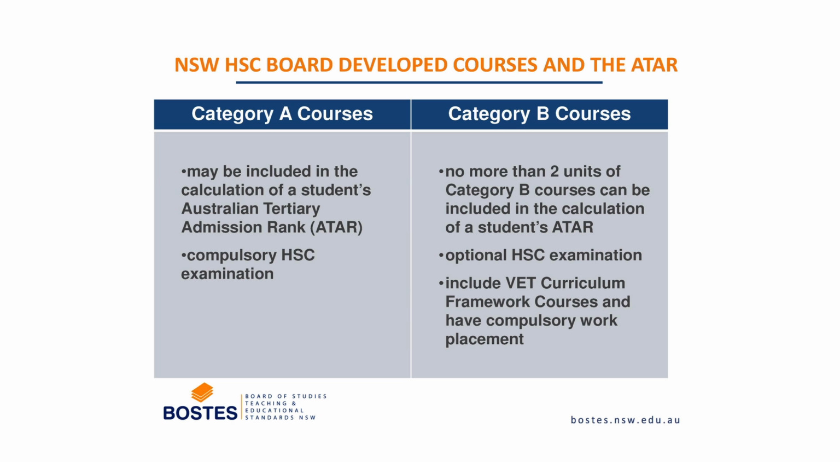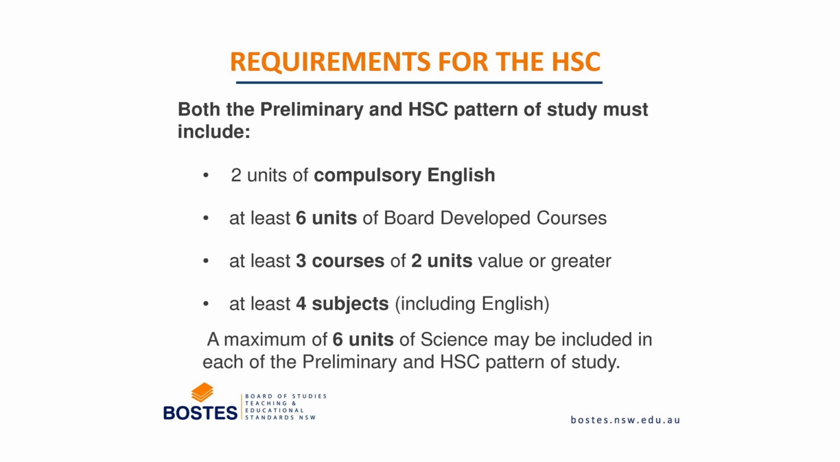With Category A courses, they may be included as part of your ATAR calculation, and they do have that compulsory HSC examination. With Category B courses, you can't take more than 2 units of Category B courses and have them counted as part of your ATAR. So only a maximum of 2 units of Category B courses can be used in calculating your ATAR. They have an optional HSC exam, and they do include the VET curriculum, which I'll talk about in a moment as well.